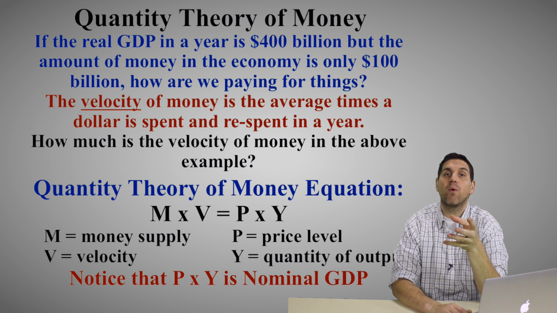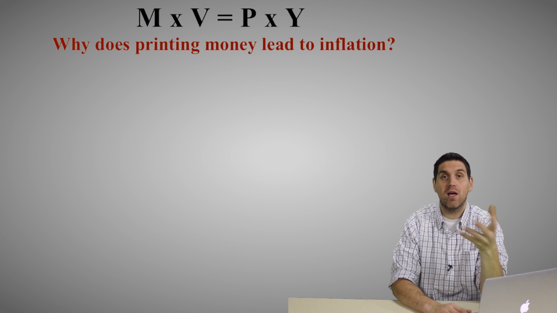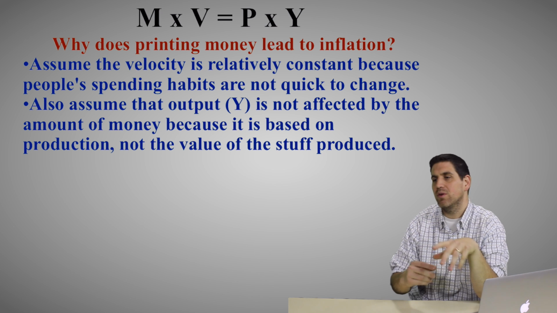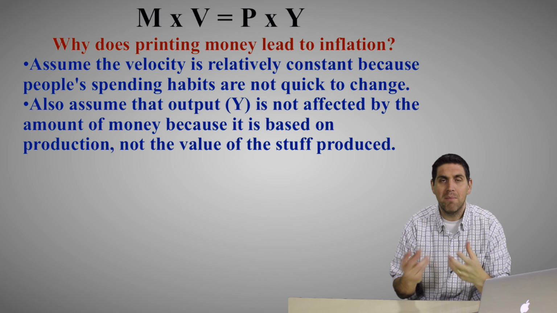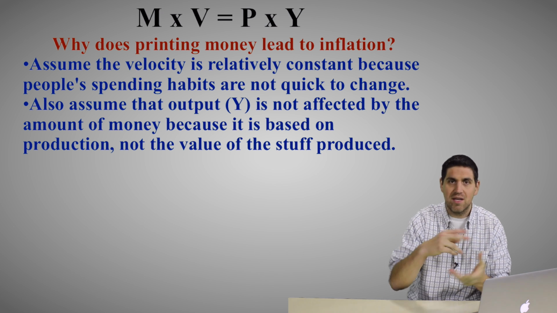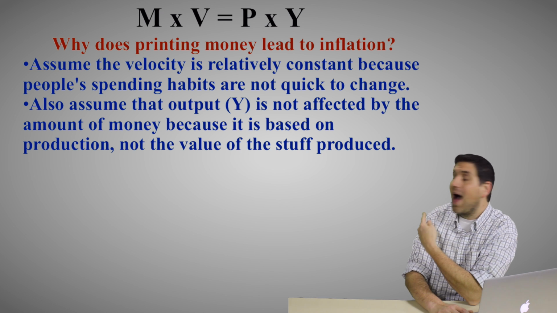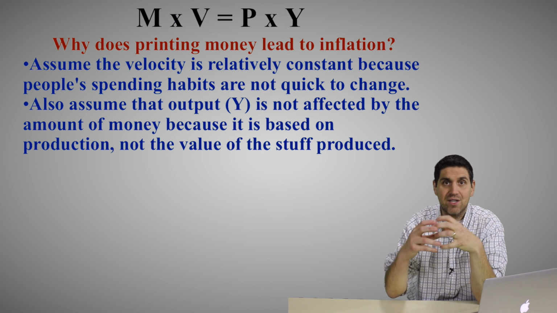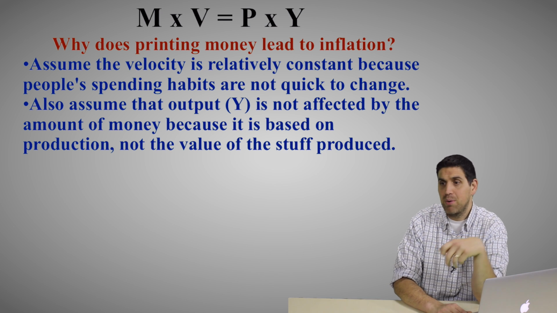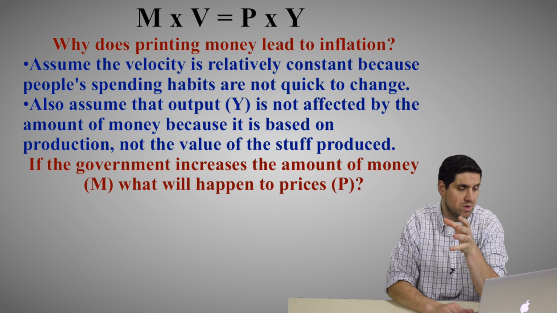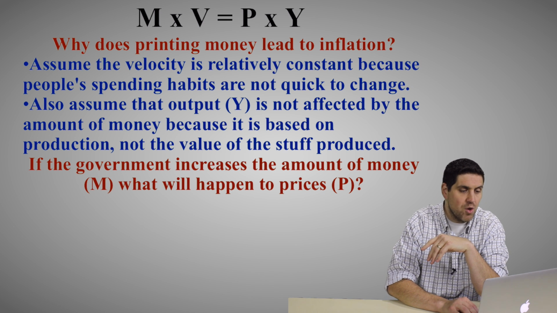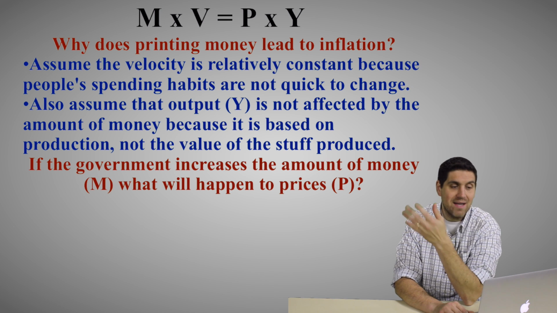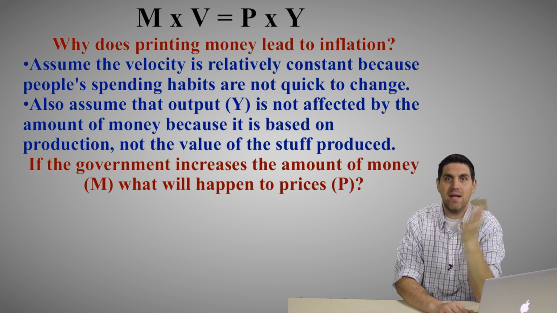Now the reason why this is important is because it explains why printing money causes inflation. Let's assume that the velocity of money doesn't change much. People's spending habits don't really change much in the short run. They'll buy the same amount as they normally do. Let's also assume that Y doesn't change when we increase the money supply, because it doesn't. You have a certain number of factories and tools you can produce stuff. Putting more money in the system doesn't automatically make more tools. Now, the point is that if you increase the M, the money supply, and V and Y stay the same, what's going to happen? Well, the prices are just going to go up.